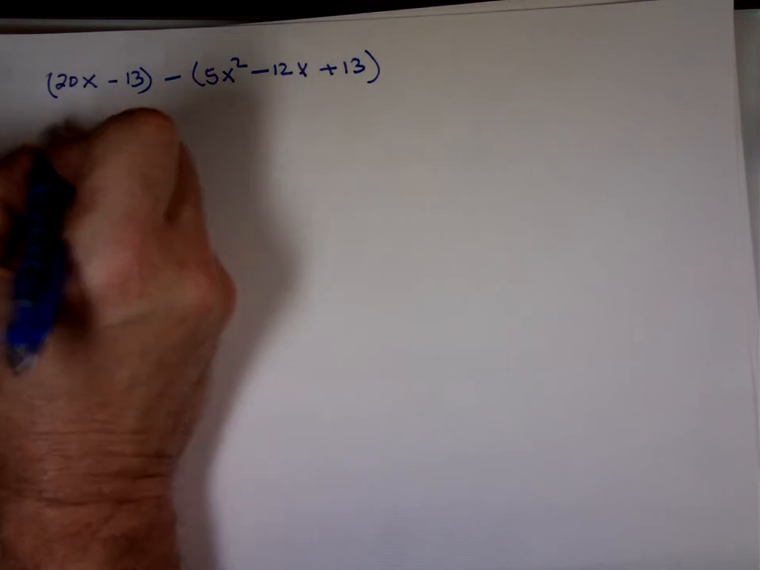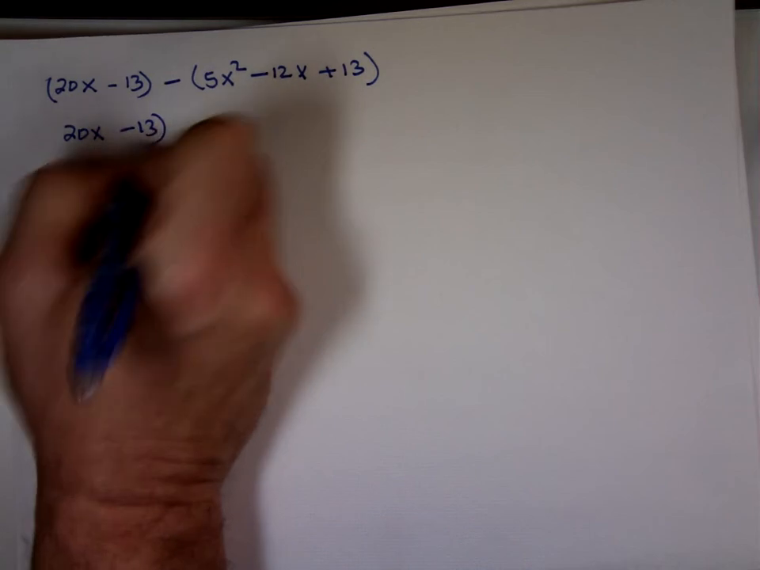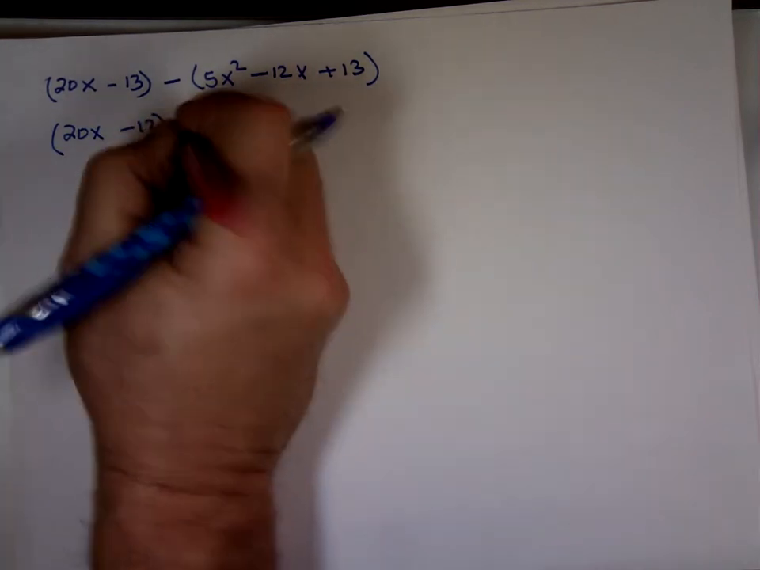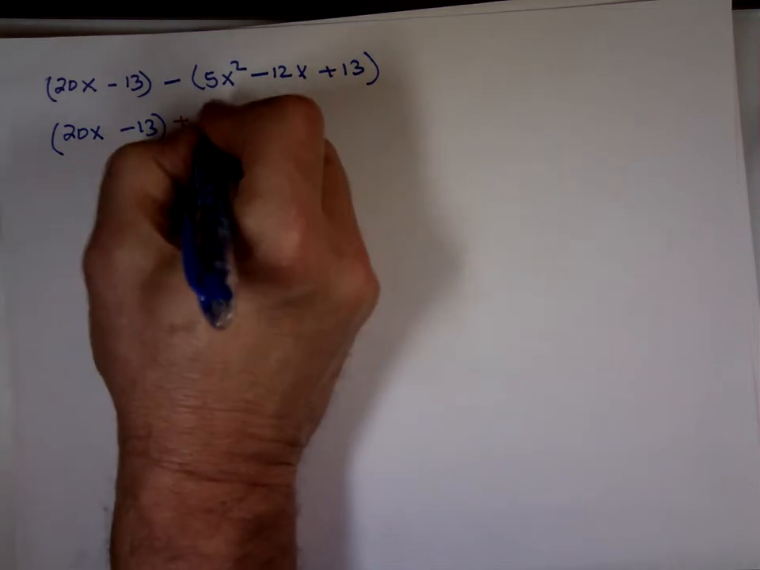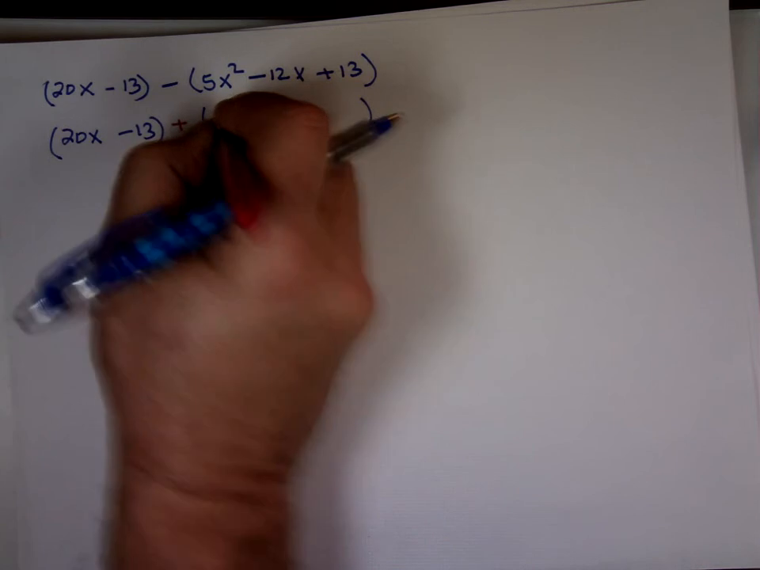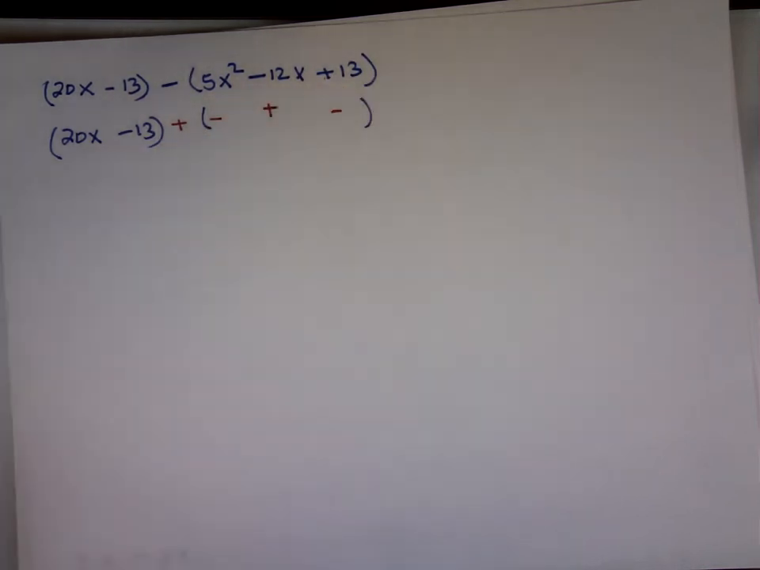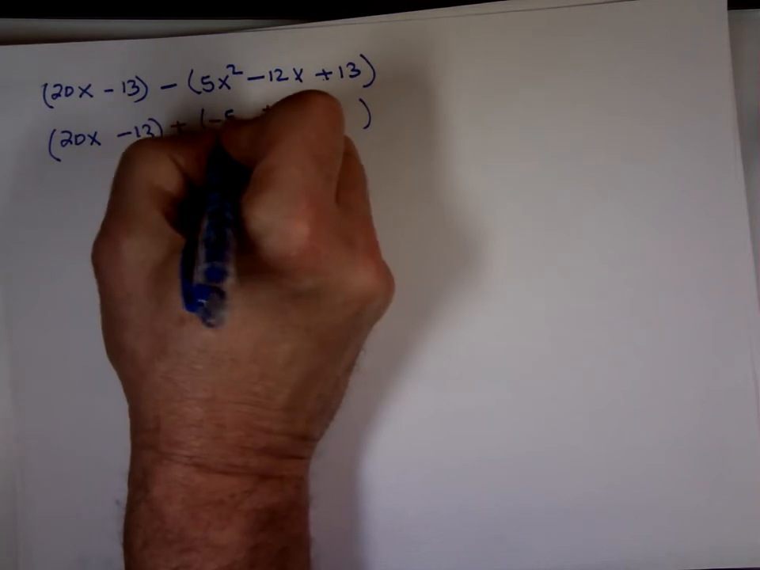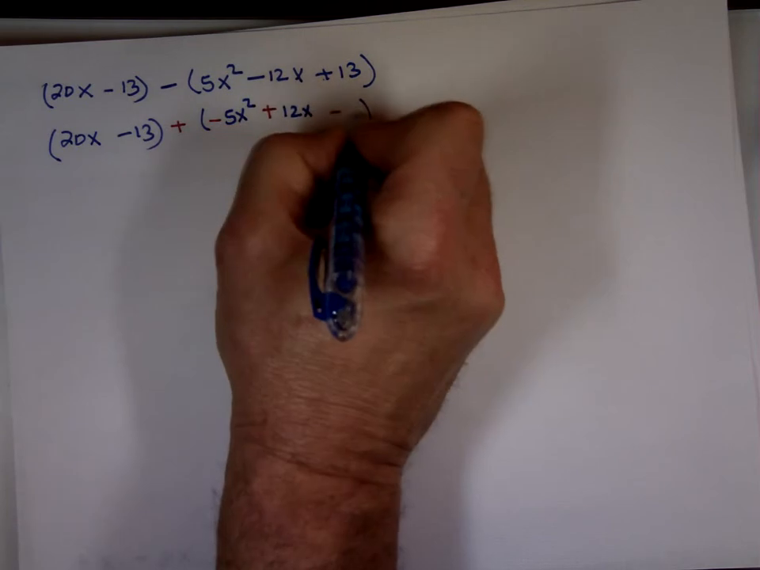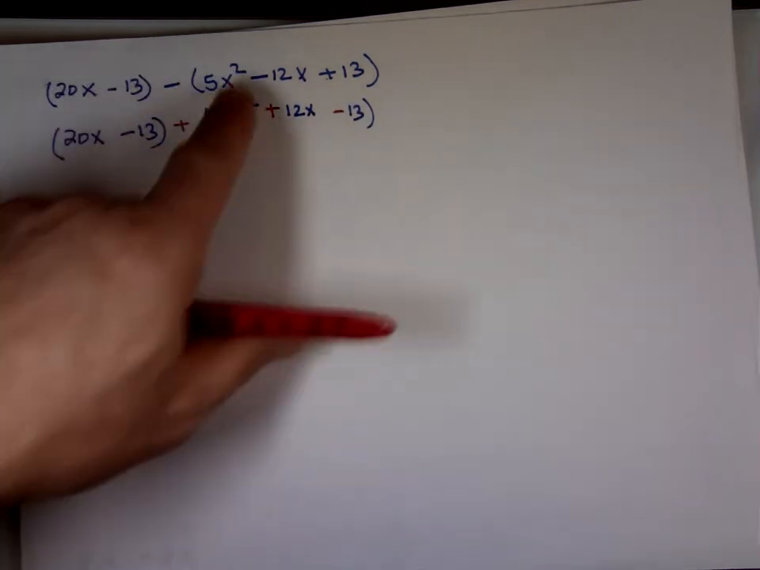Again, 20x minus the 13. I'm going to change this to plus and switch all the signs on the inside. So this used to be plus 5x, going to become minus. This is minus, becomes a plus. This is plus, becomes minus. So minus 5x squared plus 12x minus the 13. So change this sign and change all the signs on the inside.